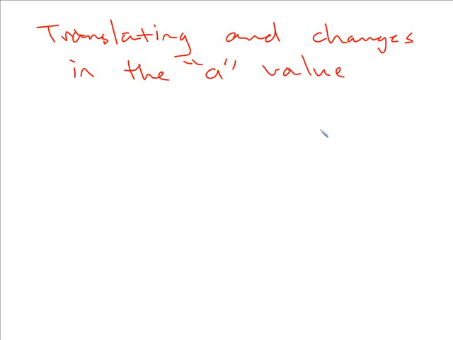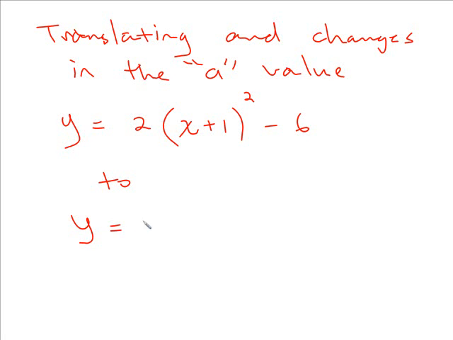Okay, so let's say we have a parabola y is equal to 2 parentheses x plus 1 squared minus 6, and then it's translated to y is equal to negative 1/2 parentheses x minus 3 squared plus, say, 4.